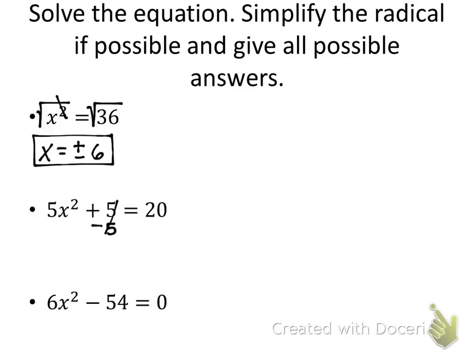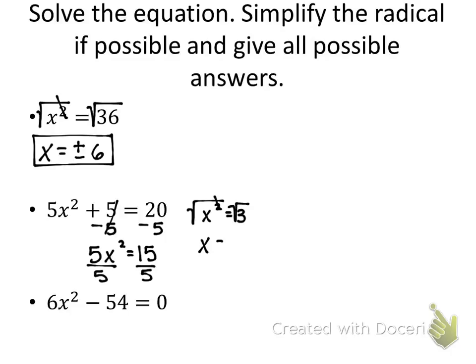Subtract 5, because we solve it just like we would any regular equation. 5x squared is equal to 15. Now I divide by 5. And I have x squared is equal to 3. Now what do I do? Square root, because I'm doing the opposite of it being squared.